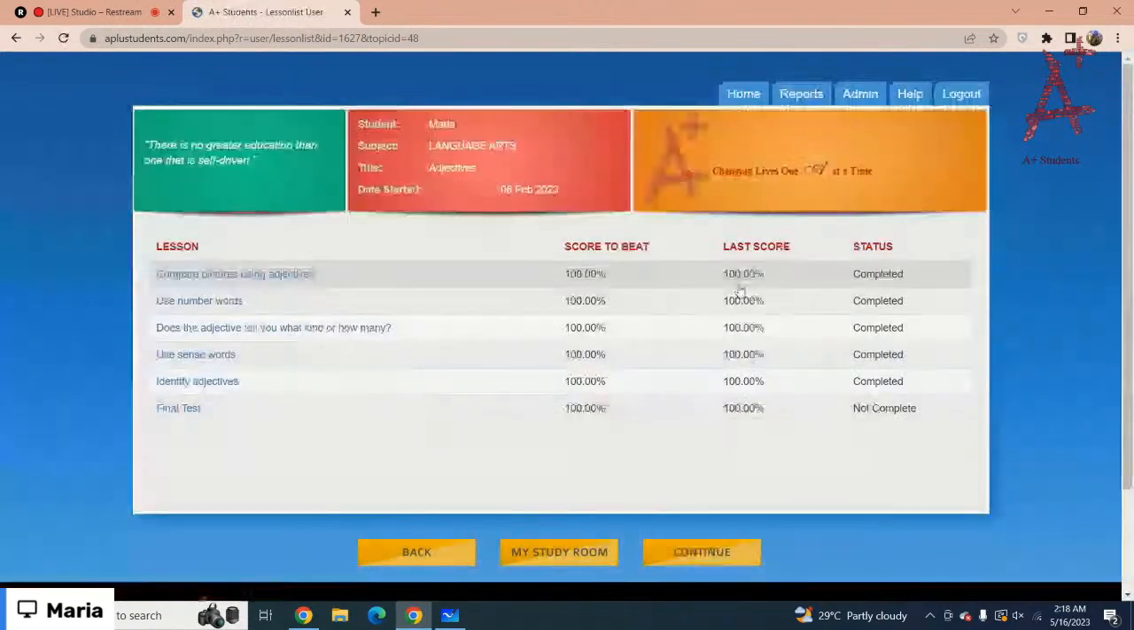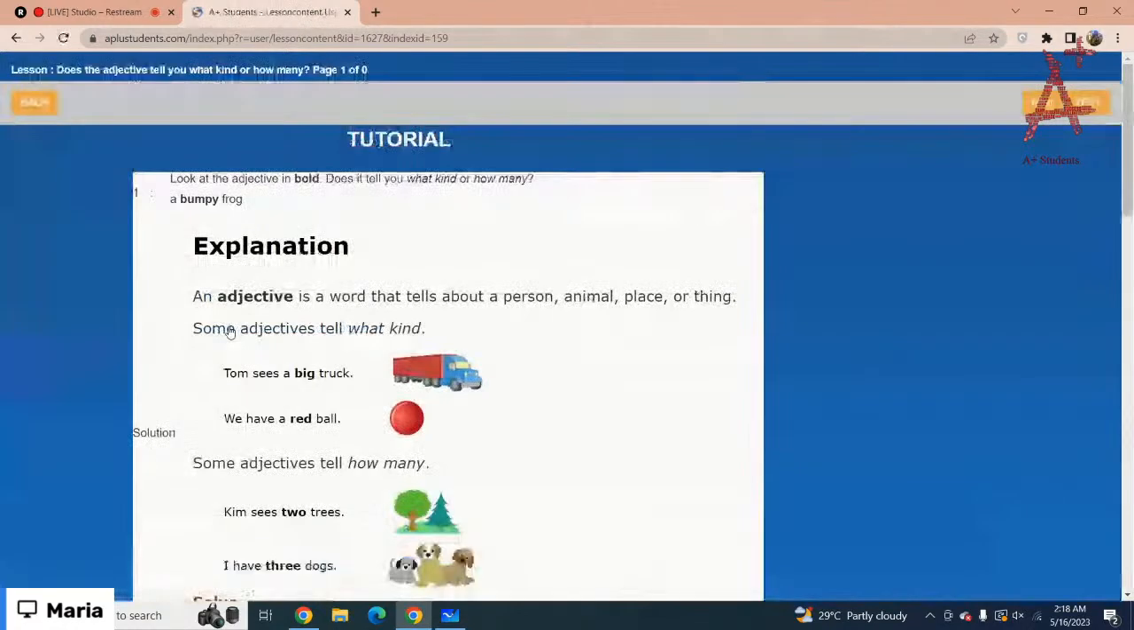The next one is, does the adjective tell you what kind or how many? So what we learned so far, adjectives tell you about the animal, place or thing. Some adjectives tell you how many and some adjectives tell you what kind. Like Tom sees a big truck, so big is the kind of the truck. Got it? Also we have a red ball. So what type of ball? Red ball. Some adjectives tell you how many. Kim sees two trees. So two is also an adjective.